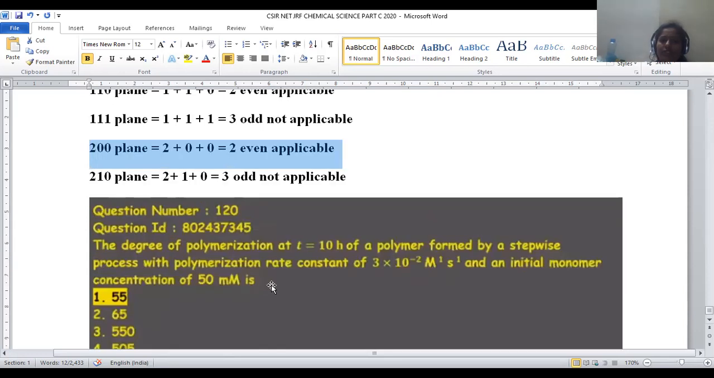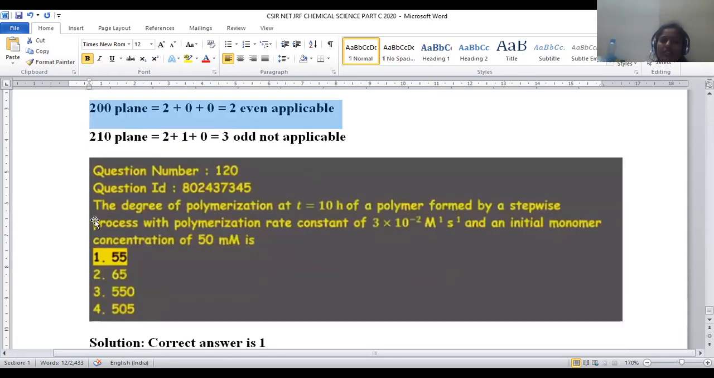And last question of the series, question number 120, the degree of polymerization at t equal to 10 hours of a polymer formed by a stepwise process by the polymerization. Rate constant is 3 into 10 to the power minus 2 per molar per second, and an initial monomer concentration is 50, right? So if it is provided, we have to predict the degree of polymerization. It is the part of polymer chemistry.